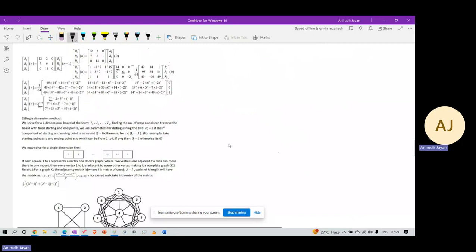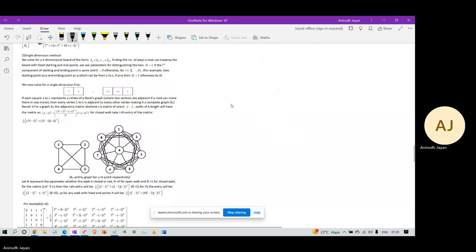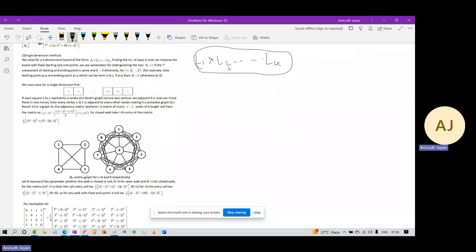Now, let us use the component method. Say you have a k-dimensional board of L1 cross L2 till Lk, a k-dimensional board. We have covered k equal to 2, L1 equal to L2 equal to 8 as an 8 cross 8 board. This is what we have covered. Now let us cover the following.